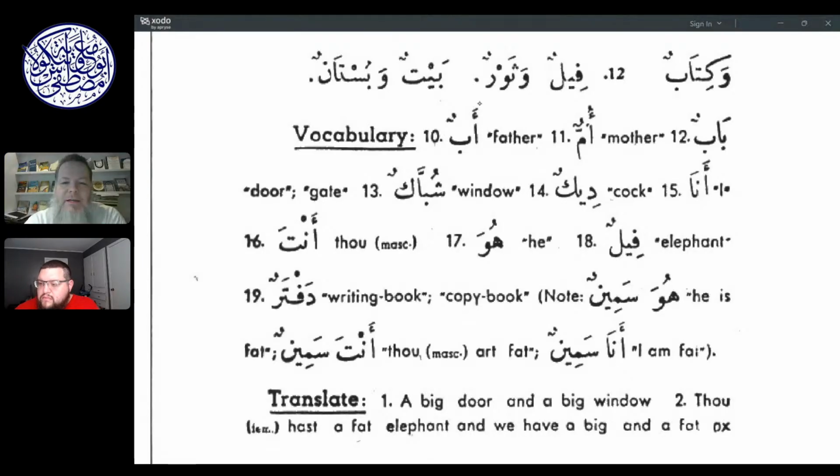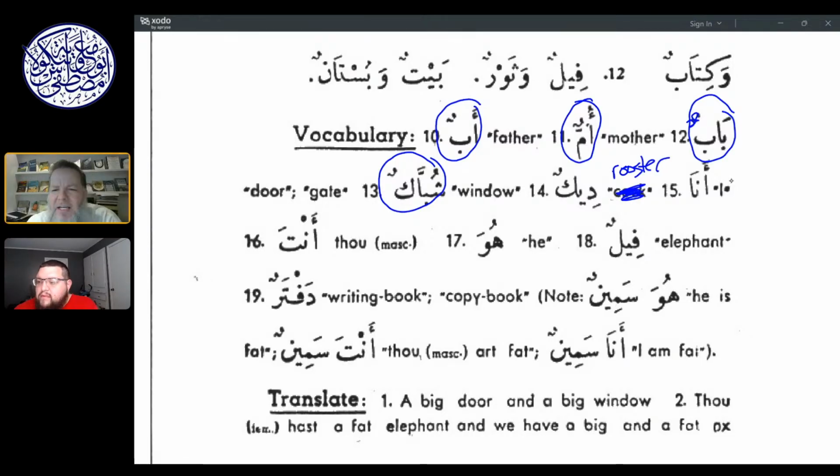We have ab. Ab or abun means father. Ummun, mother. Babun. Remember that dumb thing there. Babun, door or gate. Shubak, shubakun, window. Deek, rooster.